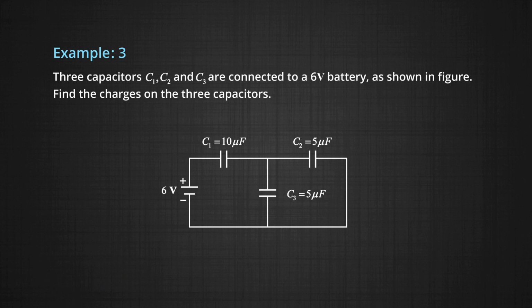Now, example 3. 3 capacitors C1, C2 and C3 are connected to a 6 volt battery as shown in the figure. Now, we have to find the charges on the 3 capacitors. Here is the diagram.